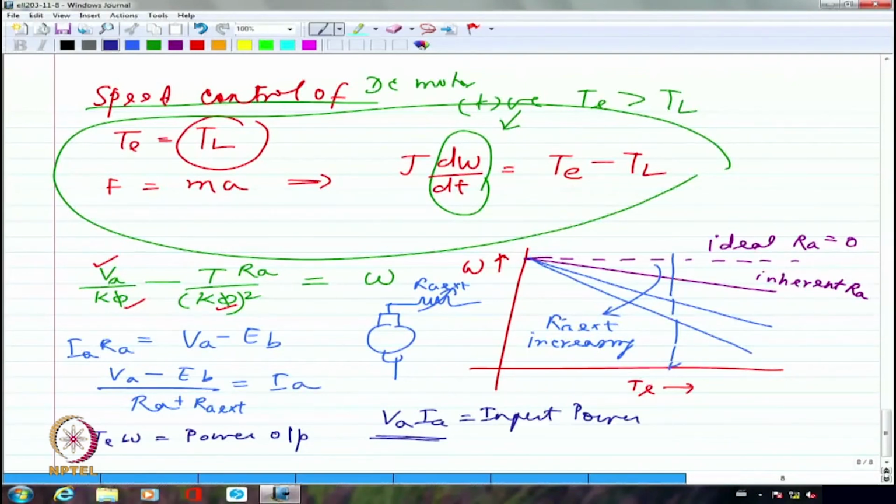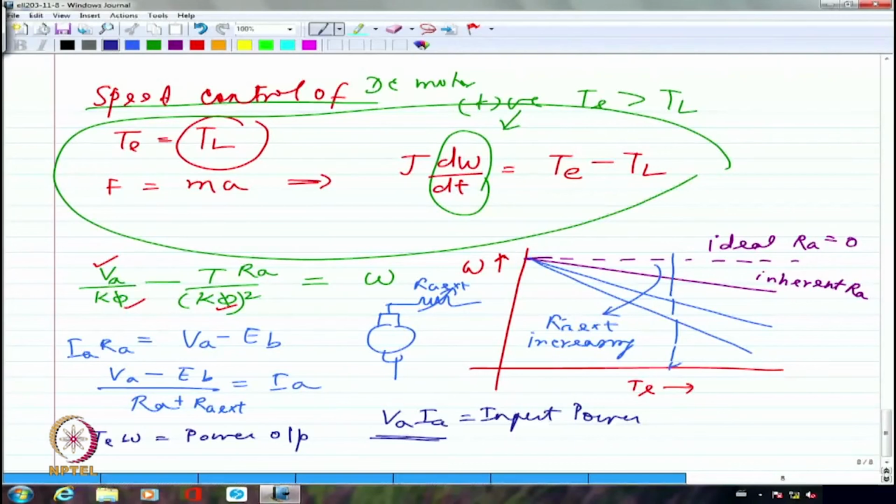Please understand that the torque is set in stone. It is actually demanded by the load mechanism. I don't have a control over it. What I have a control over is only the speed. See, we are looking at K phi IA, agreed.